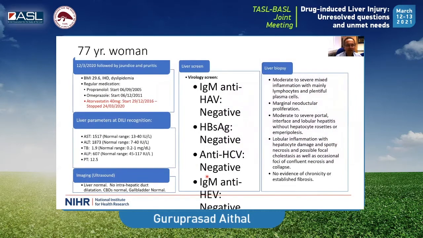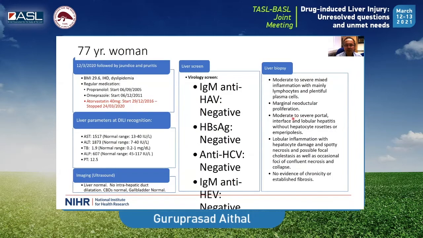A 77-year-old woman with metabolic syndrome, and she's on antihypertensives and omeprazole. She's been on atorvastatin, started in 2016, and she's been on it for nearly 3.5 years. So a long period of exposure. She comes with a very high ALT, 1,800 and above, and she had a normal ultrasound, negative autoantibodies, and all the virology screen negative.